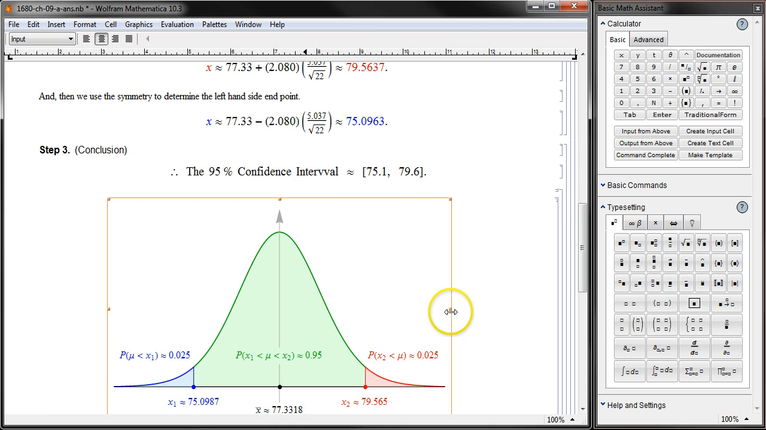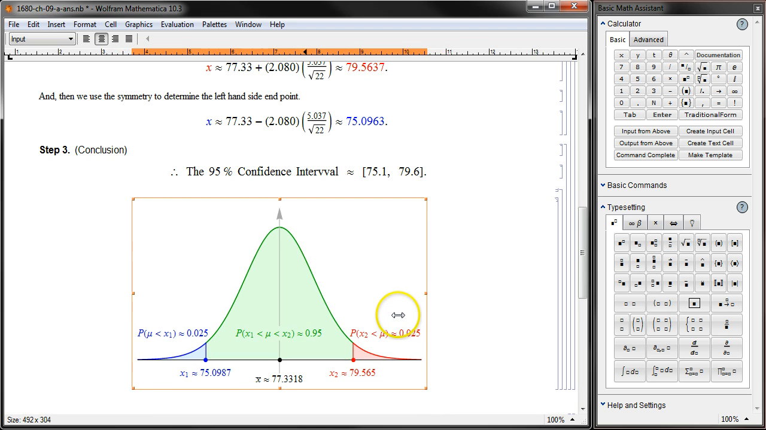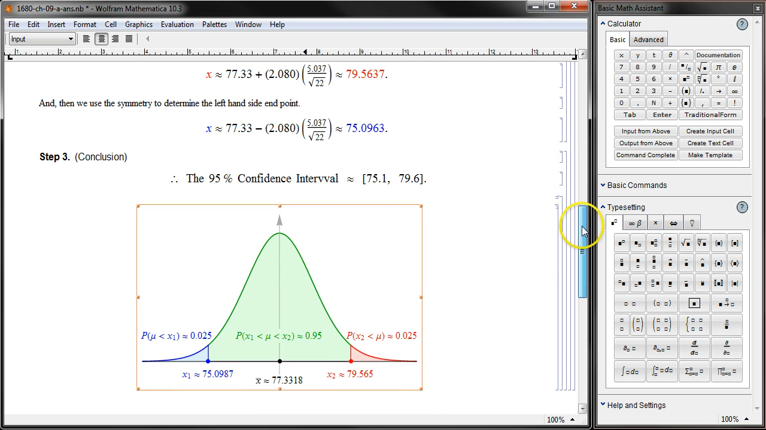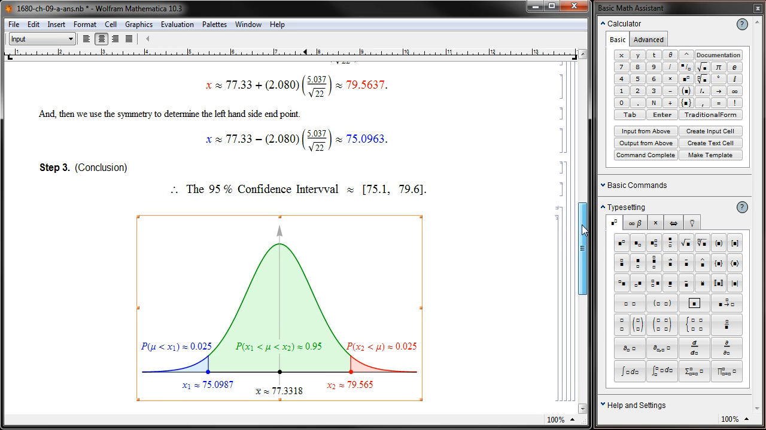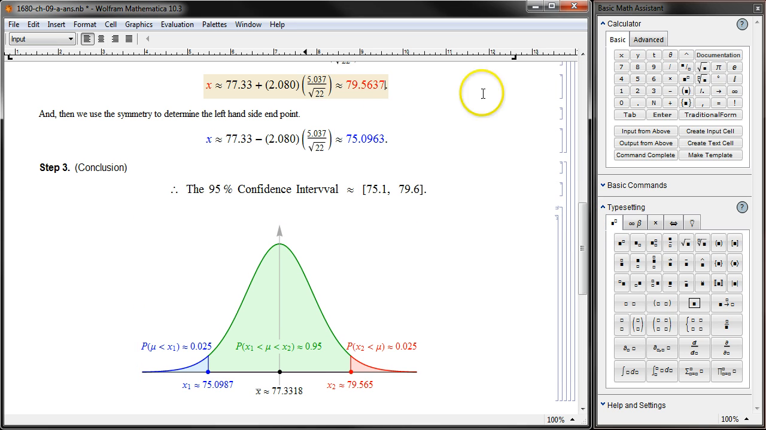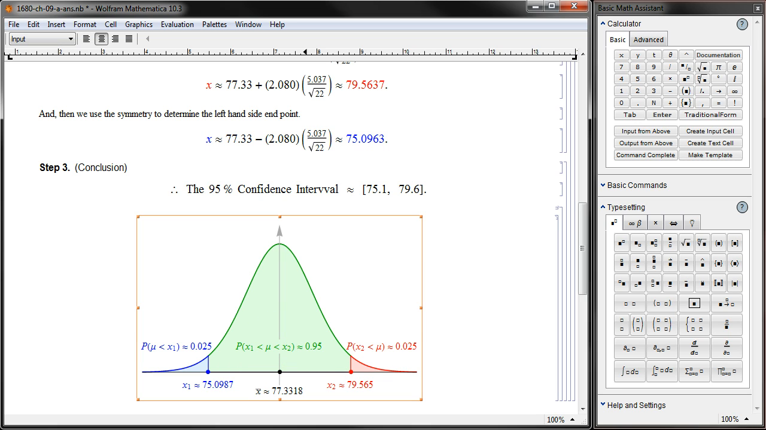Okay, let me make this picture a little bit smaller so that everything fits into the same viewing window. And okay, here we go. x2, x1, using the symmetry, this plus becomes minus because right hand side goes to the left hand side, and consequently we have this shading, this picture, and here is the conclusion. 95% confidence interval is about 75.1 to 79.6, approximately speaking.